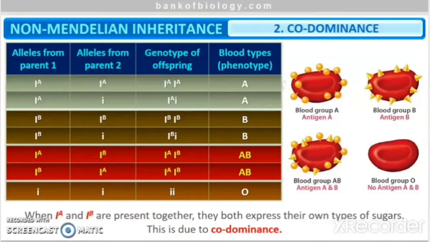Right? Because humans are diploid organisms, each person will possess any two of the three I gene alleles. So either you will get I capital A or I capital B from one parent, and in the same way from the other parent you will get I capital A, I capital B, or small i.